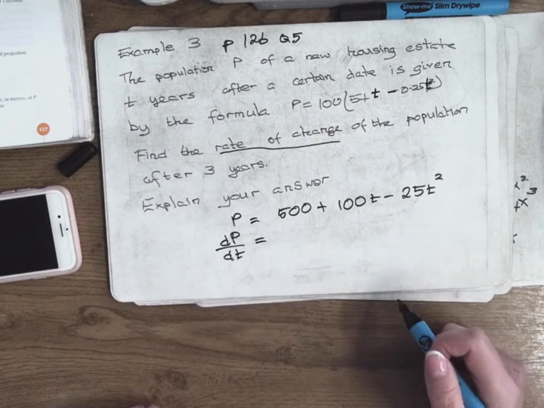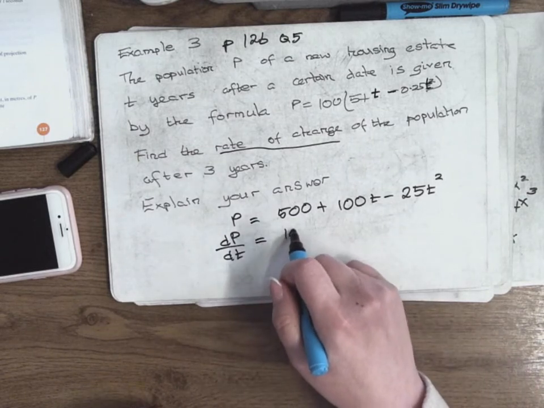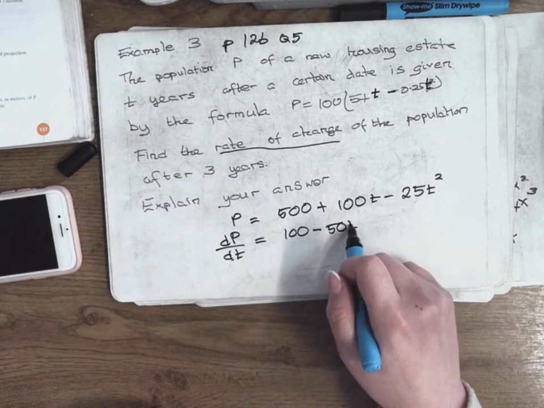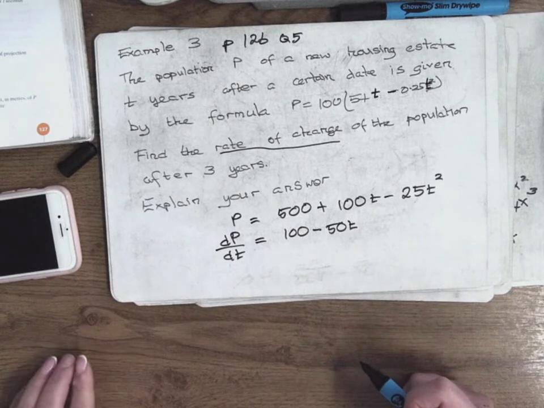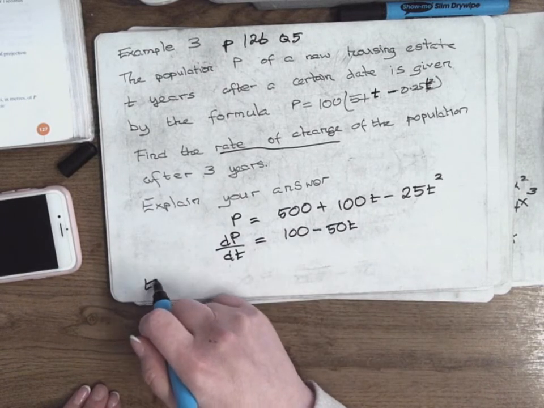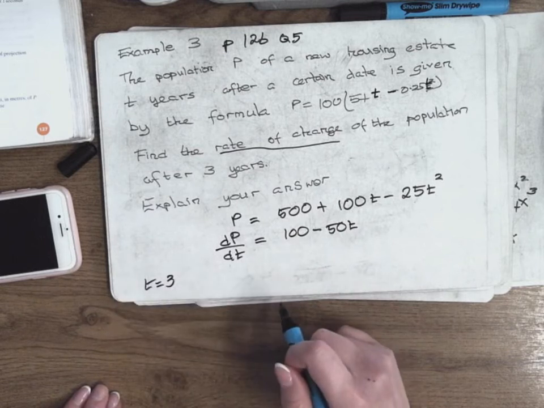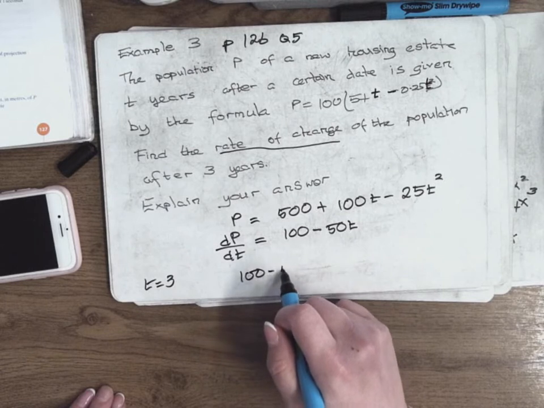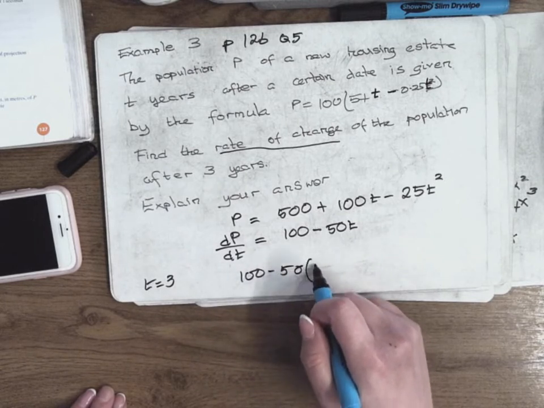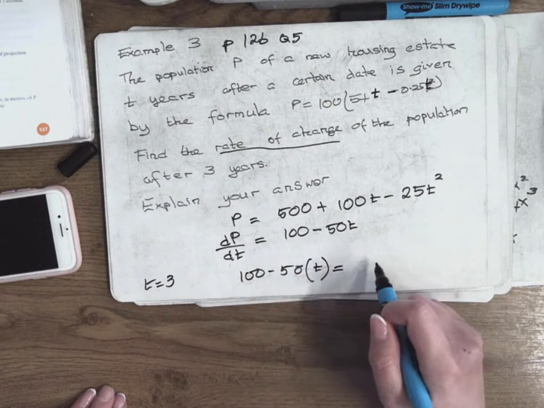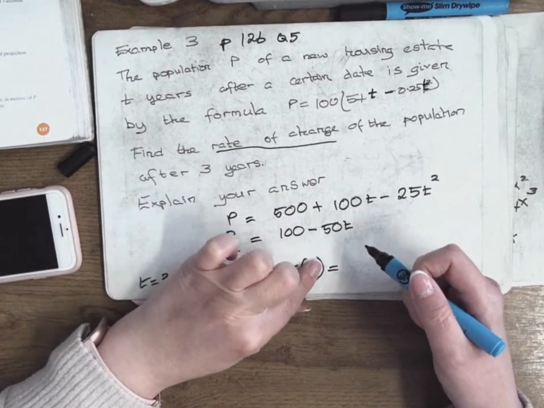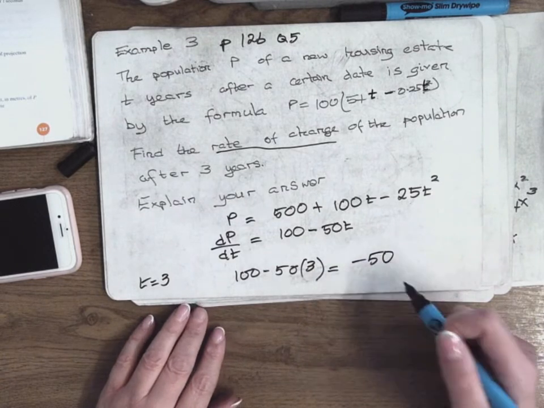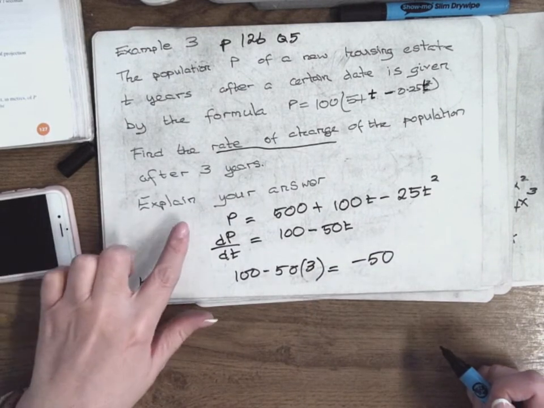So differentiate over here. What do I get? 100 minus 50t. Agreed? And I have to find that when t equals 3. So what will I do? Everywhere I see a t, put in a 3. So that would be 100 minus 50 times 3, which is minus 50, isn't it? Put that in the context of it says explain your answer.